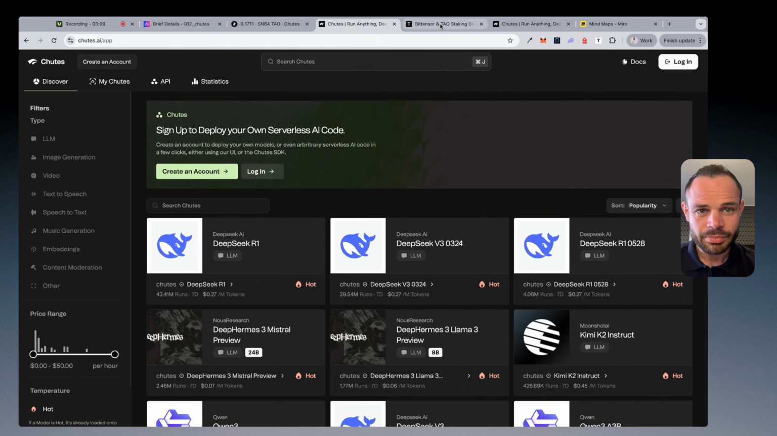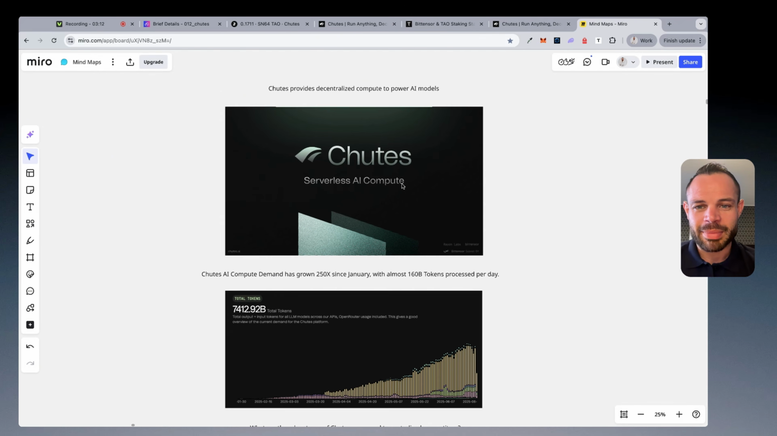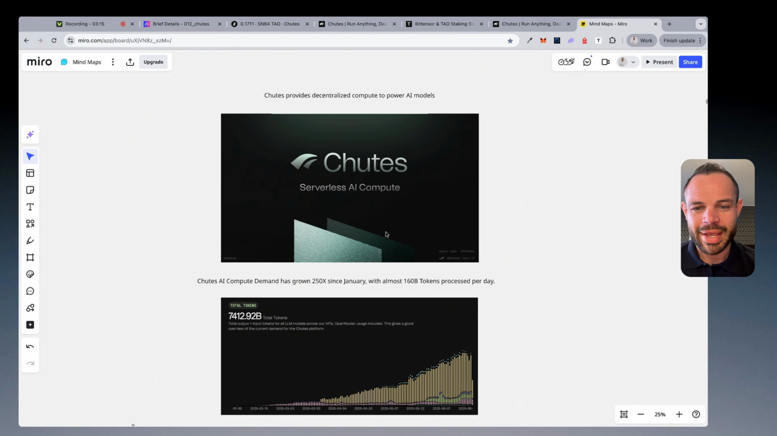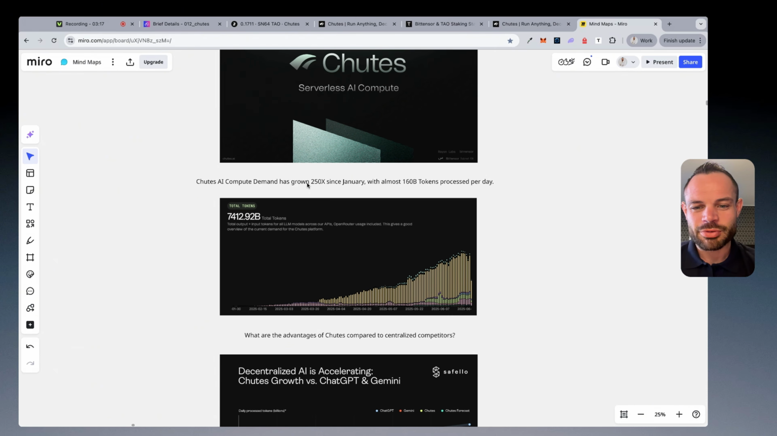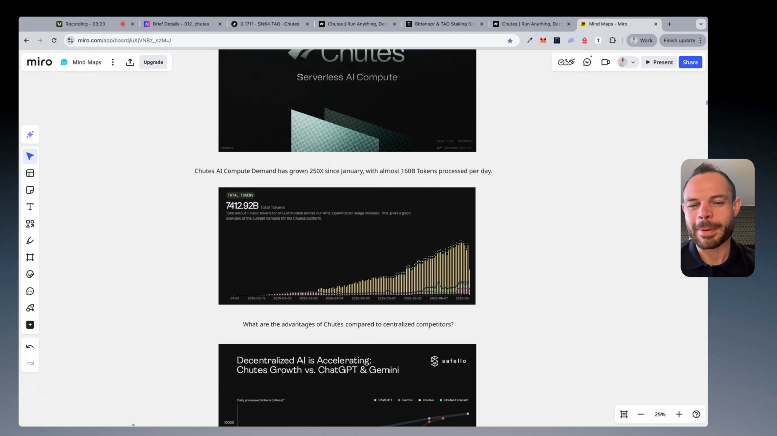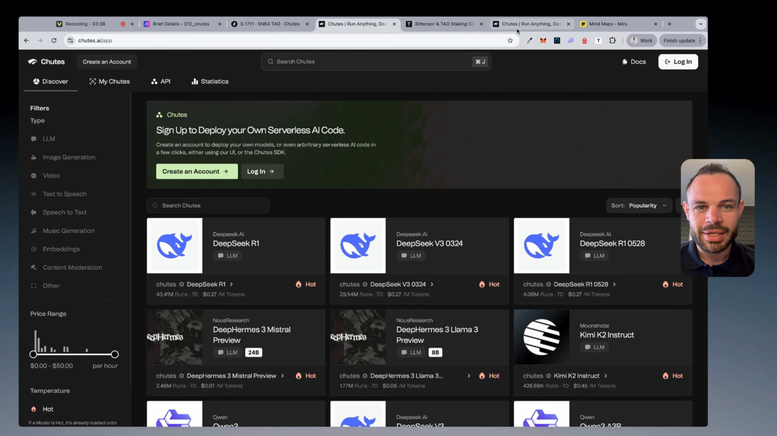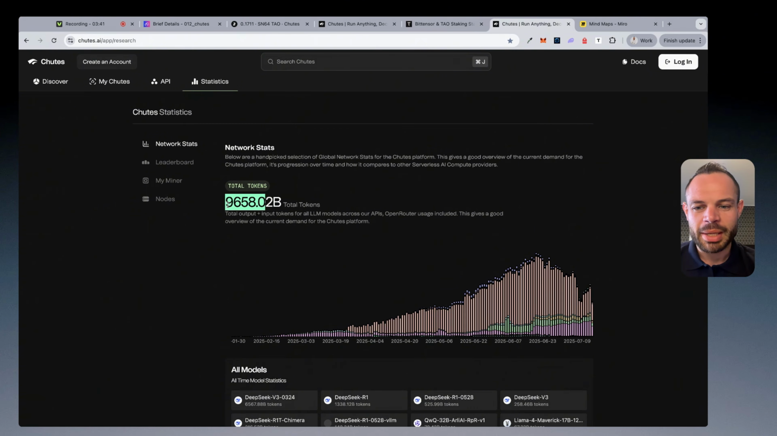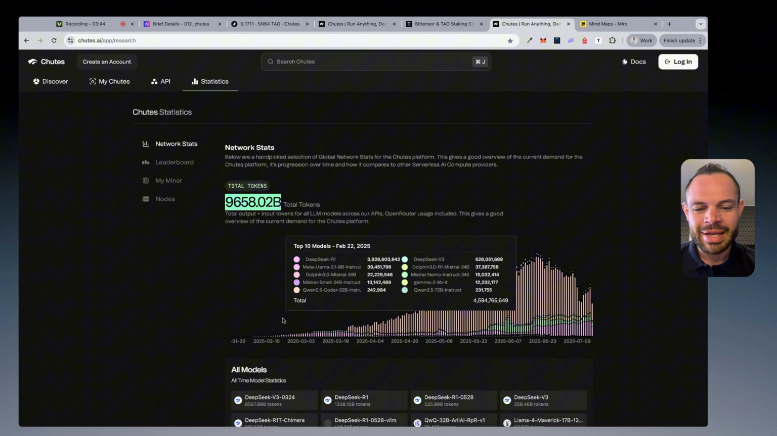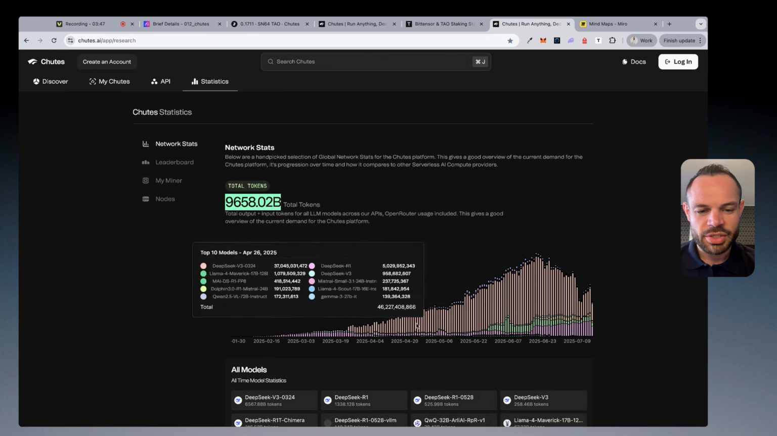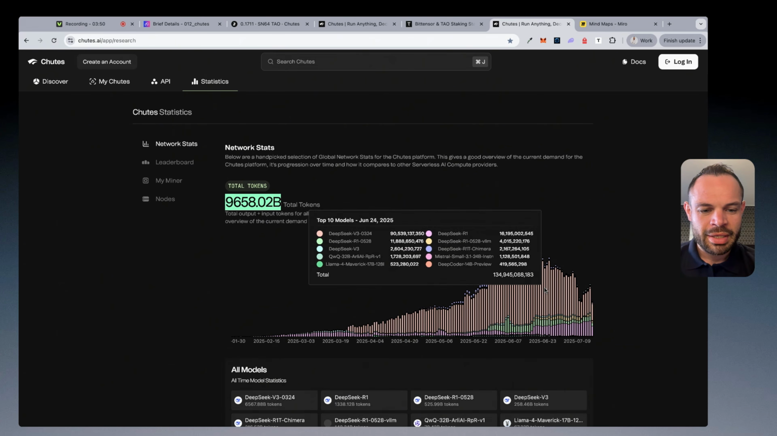If I jump over very quickly, as I mentioned, Chutes provides decentralized compute to power AI models in a serverless fashion, and it has grown 250x since January, with almost 160 billion tokens processed every single day. And these numbers are even more up to date now. We can see that as of a few weeks ago, they had about 7.4 trillion tokens processed to date. If I jump over to their website and look at the statistics live, they're now up to 9.6 trillion tokens processed to date, with huge growth, obviously, since the beginning of this year, and a phenomenal amount of growth in the past couple of months alone.